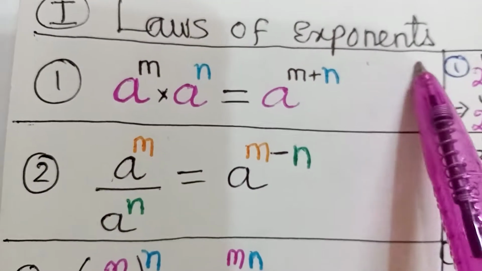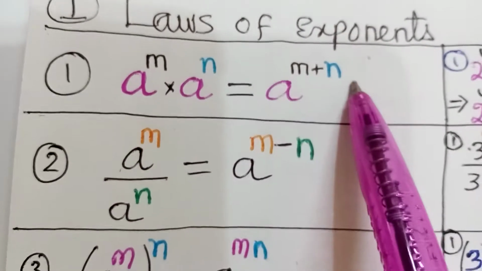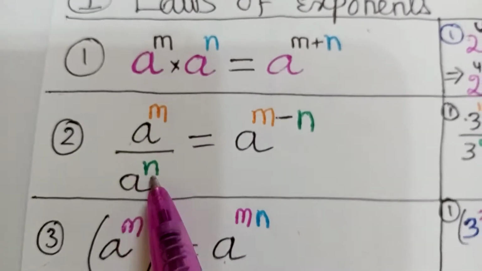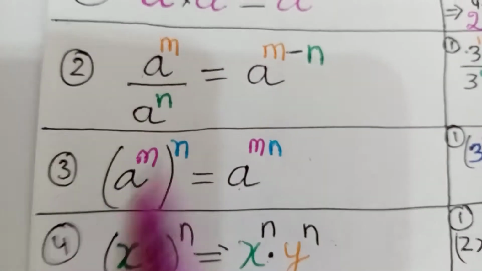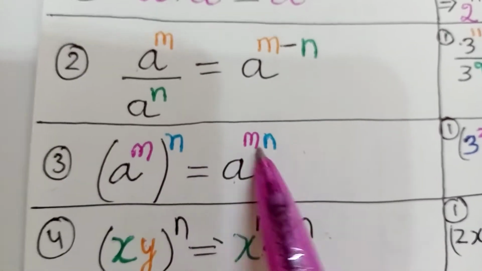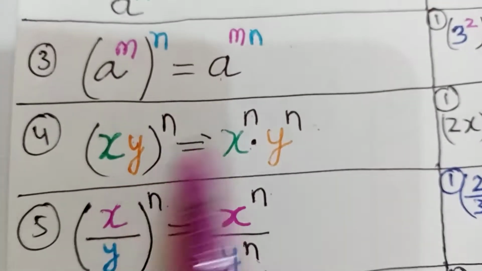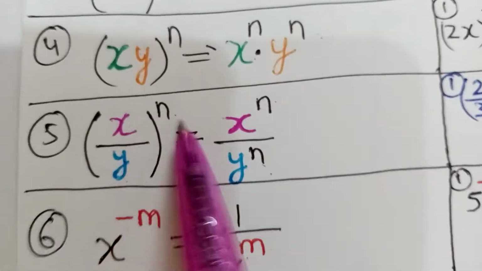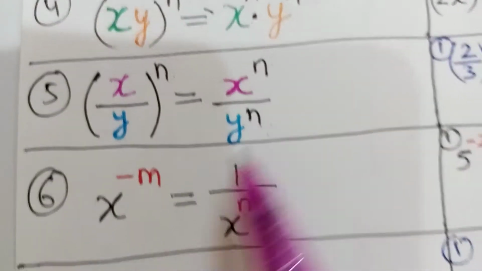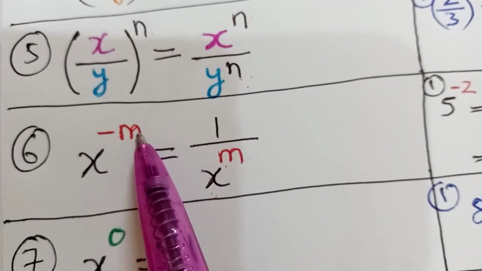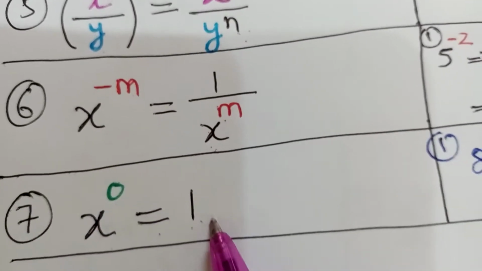This is laws of exponent. a^m into a^n: bases are same, power should be added. a^m by a^n is a^(m-n). (a^m)^n is a^(m×n). (xy)^n is x^n y^n. (x/y)^n is x^n by y^n. x^(-m) is equal to 1 by x^m. x^0 is 1.